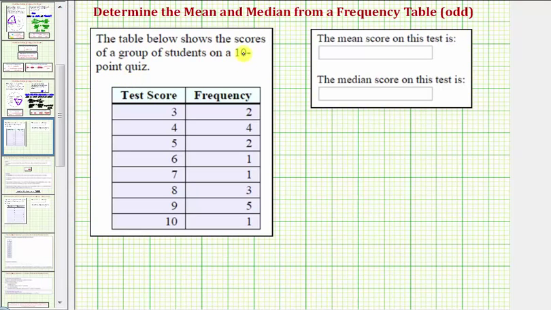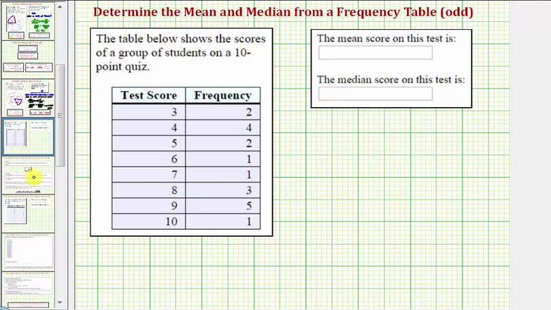The table below shows the scores of a group of students on a 10-point quiz. Notice how the information is given as a frequency table, where the first column is the test scores, and the second column gives the frequency of each test score. We want to determine the mean score as well as the median score.